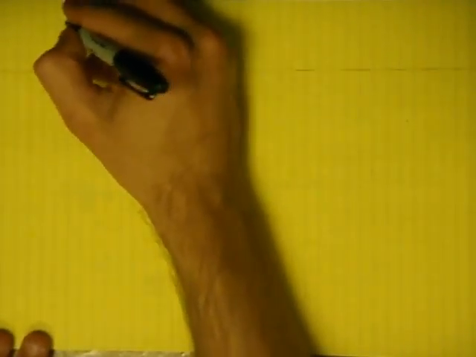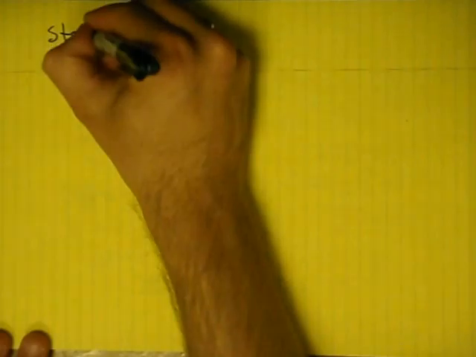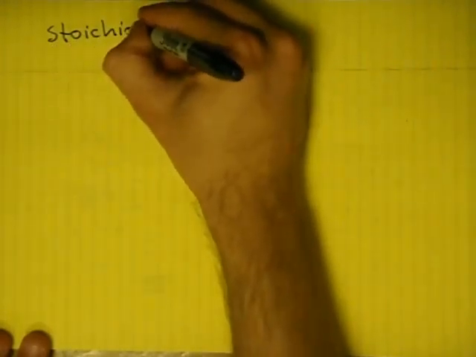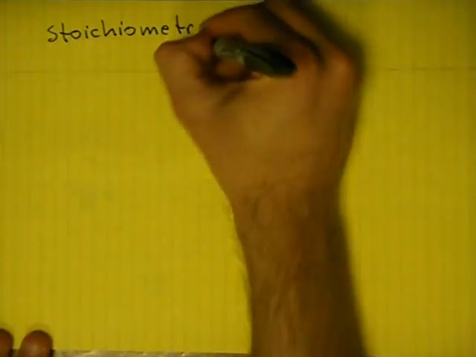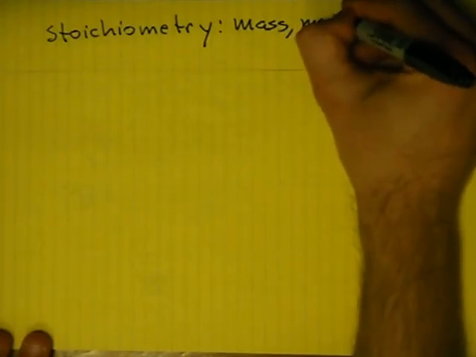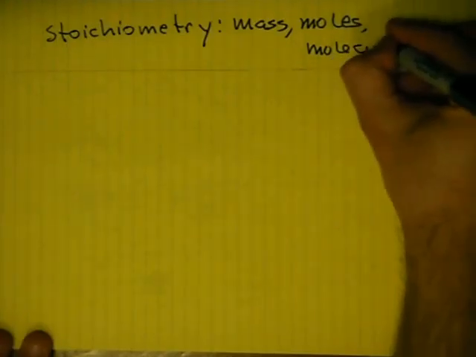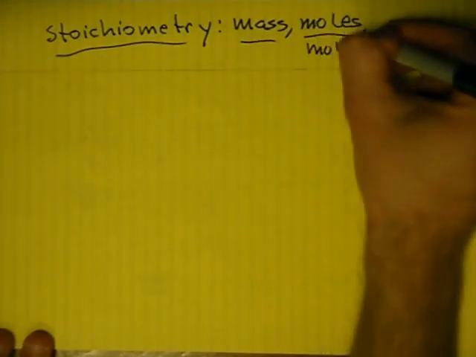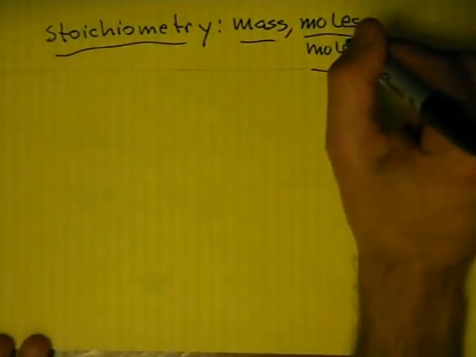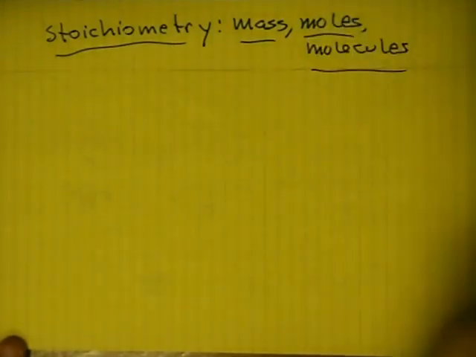Okay, continuing the stoichiometry and mass, moles, and molecules. Let's look at a couple other examples. Mass, moles, and molecules. So previously we looked at converting moles to molecules. We can see that this actually works the other way.